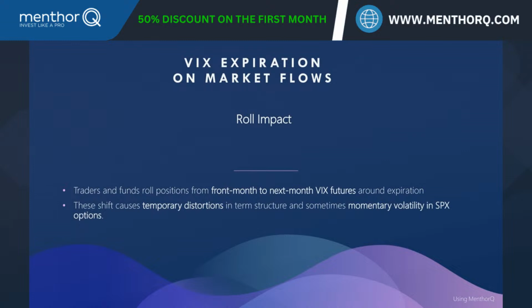So again, I just mentioned that traders and funds will roll the positions from the front month to the next month. The front month now would be May. The next month would be June. And so when people close the front month and then go to the next month, you could potentially see some distortions in the term structure, and you can see some volatility in the SPX options as well when this happens.